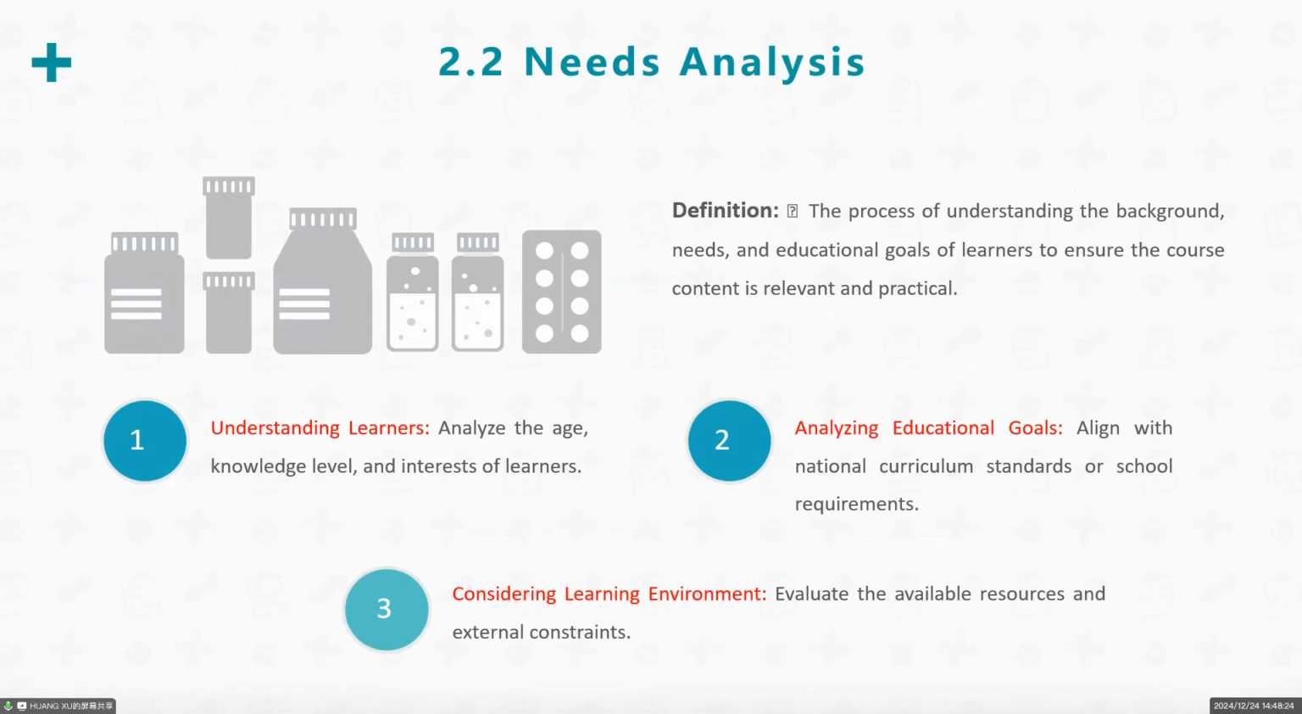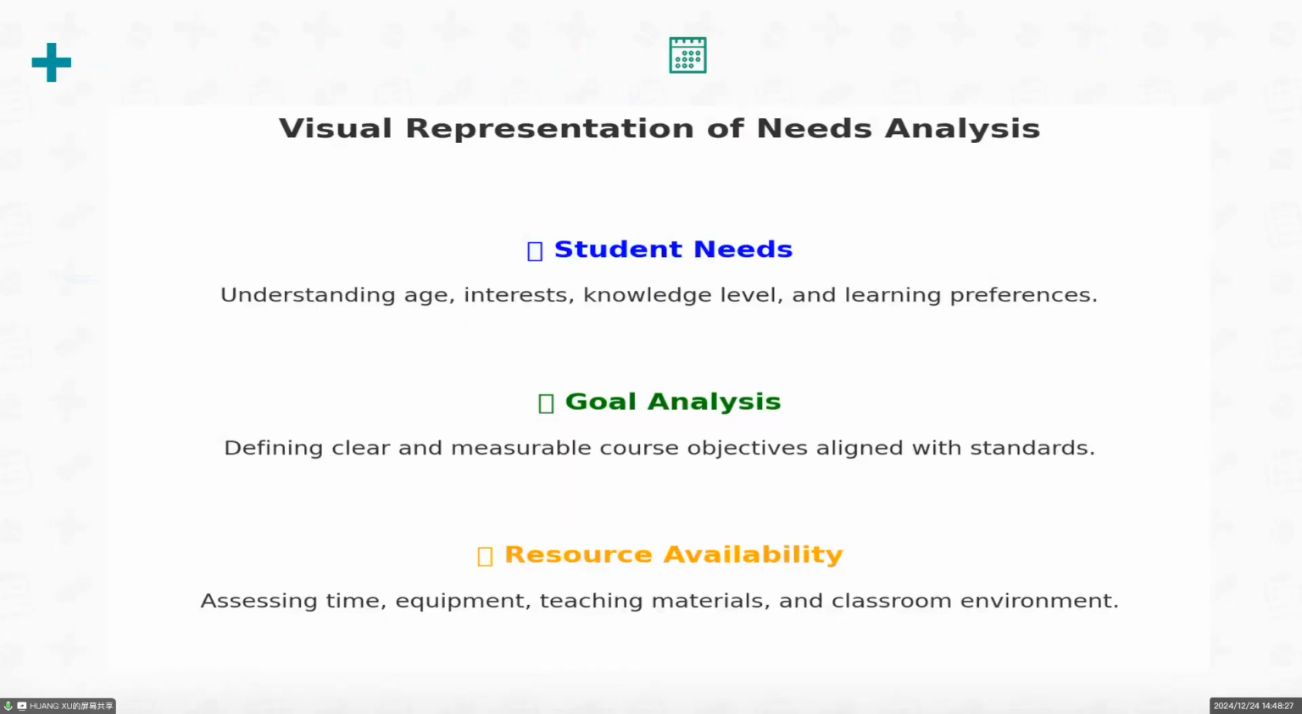This is a visual representation of the needs analysis step. The first one is student needs. This includes understanding age, interests, knowledge level, and learning preferences. This table gives a clearer understanding of the needs analysis content. The second one is goal analysis. This defines clear and measurable course objectives aligned with the standards. The last one is resource availability. This assesses time, equipment, and teaching materials in the classroom environment.